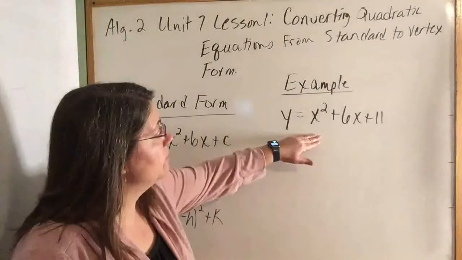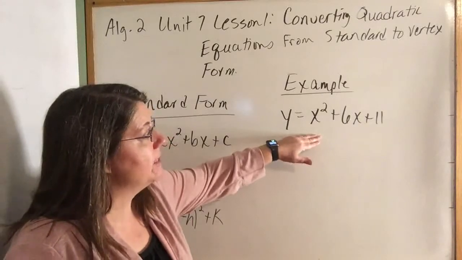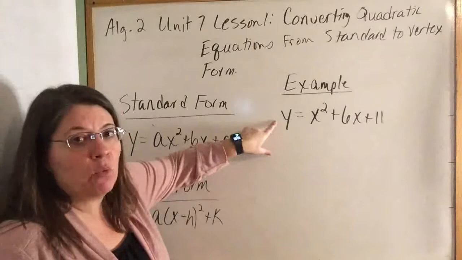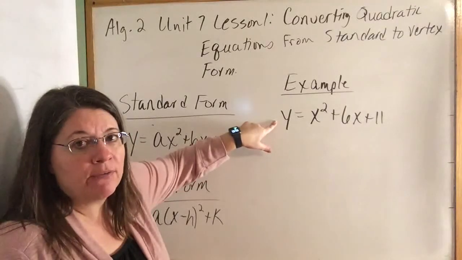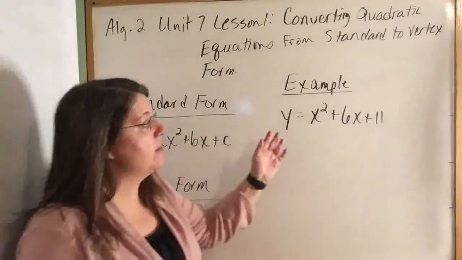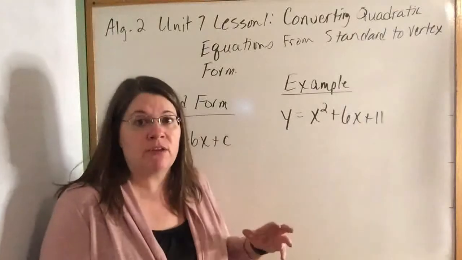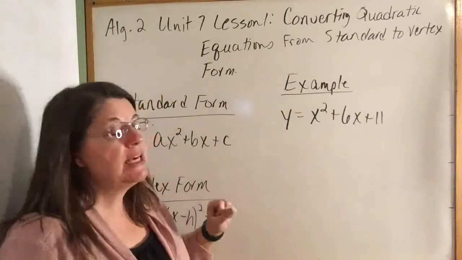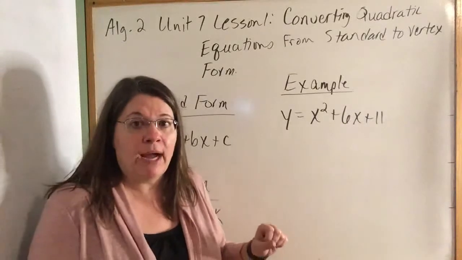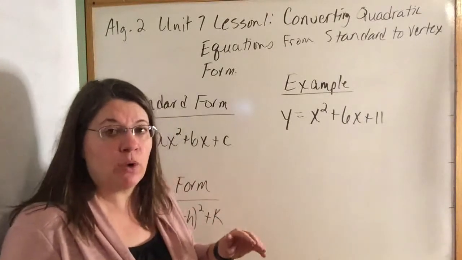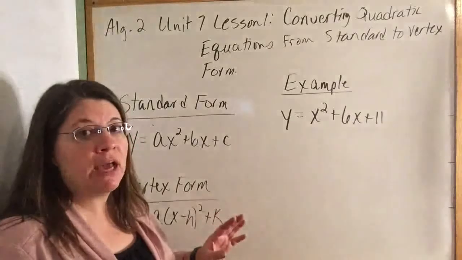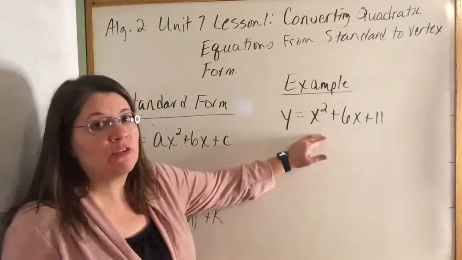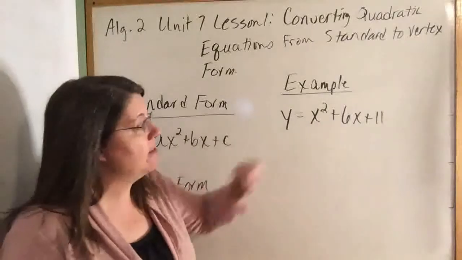Here it says y equals x squared plus 6x plus 11. When we're dealing with quadratic equations, the y can either be y or f of x. It doesn't really matter. And understand that if we're finding the roots, we're going to set it equal to 0 to do that. But now what we're going to do is get this into vertex form, or y equals a times x minus h squared plus k. And to do that, we're going to use completing the square. But we're going to use completing the square a little bit differently in this one.